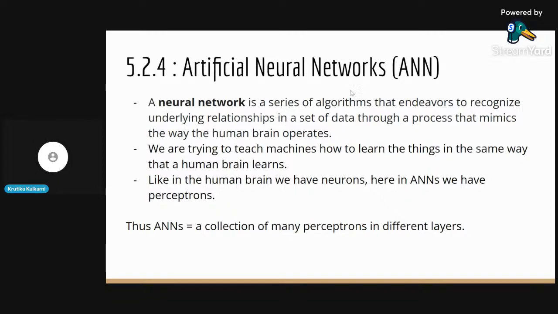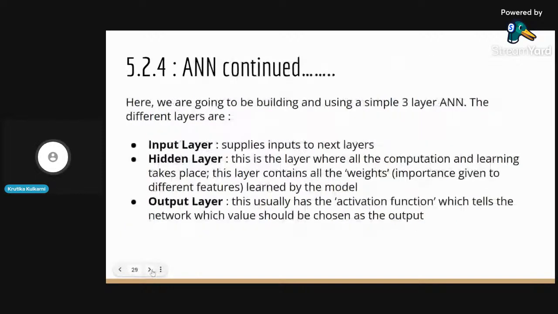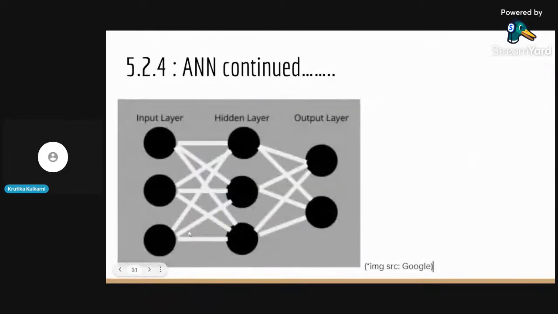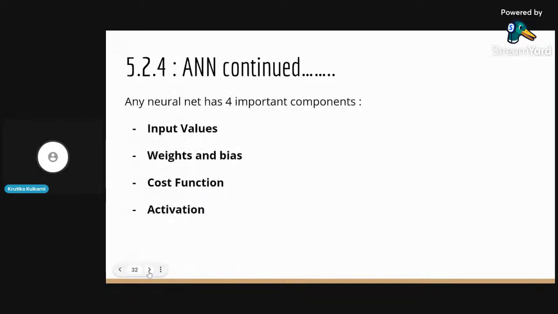Any neural network has at least three layers. One is the input layer, the second is the hidden layer, which contains all the weights, and the last one is the output layer, which has the activation function. And this is the layer which gives us the actual output. Okay. So this is what the artificial neural network looks like. The image has been shamelessly taken from Google.